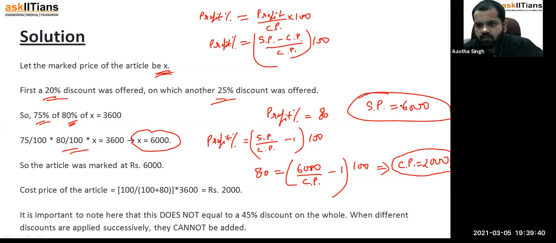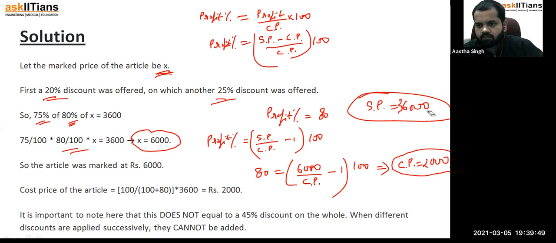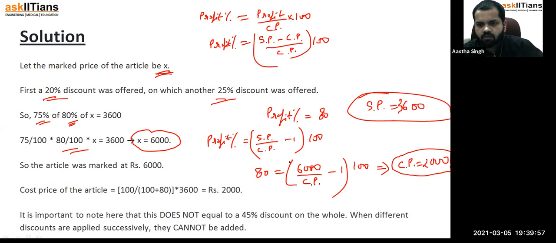Sorry, your cost price is what? 3600. 3600 you have calculated, na? Your MP, your market price, was 6,000, but your selling price is 3600. So basically, just do the calculation, you will get cost price as 2,000, right?